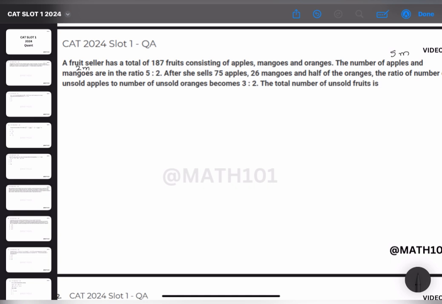So the number of oranges would be 187 minus 7m. After selling, the number of apples would be 5m minus 75, and the number of mangoes is 2m minus 26. Half of the oranges means (187 minus 7m) by 2. 187 minus 7m, because the number of apples and mangoes together is 7m and total fruits are 187. So 187 minus 7m is the number of oranges.